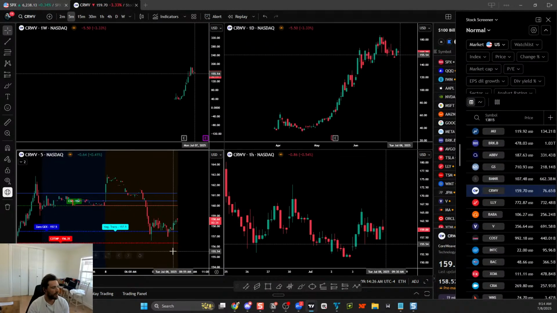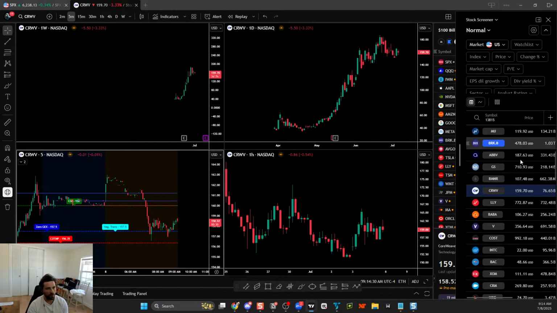CoreWeave, I was just looking at that. So 0 GEX 157.50 has been respecting that in the pre-market, so that's a good one to keep an eye on.